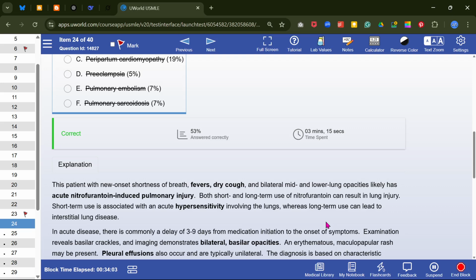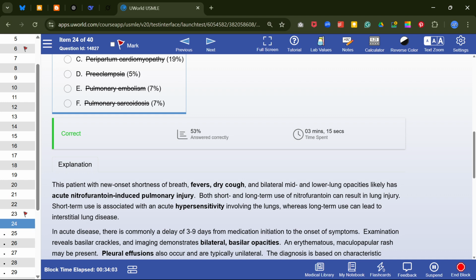This patient with new onset shortness of breath, fever, dry cough, and mild bilateral mid and lower lung opacity likely has acute nitrofurantoin induced pulmonary injury. Both short and long term use of nitrofurantoin can cause lung injury. Short term use is associated with acute hypersensitivity reactions including in the lungs, whereas long term use can cause interstitial lung disease.